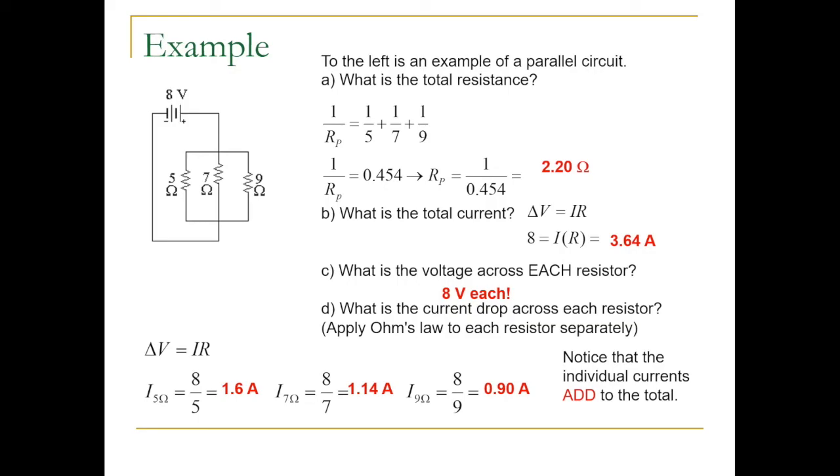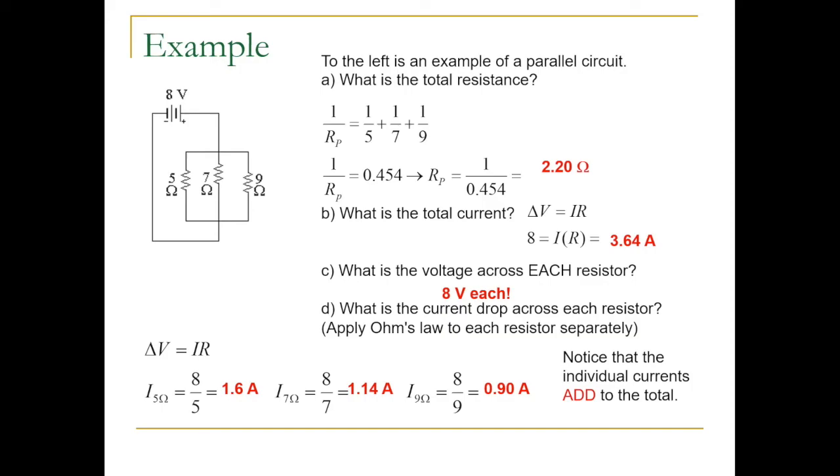When we want to find the current on each resistor, this is where it gets a little tricky, because we have to apply Ohm's law, but we have to apply Ohm's law to each of the individual resistors. So you'll notice that we found the current for the 5 ohm, 7 ohm, and 9 ohm resistor, and we got these different values. If we add these 3 values up, what we should get is 3.64 amps.